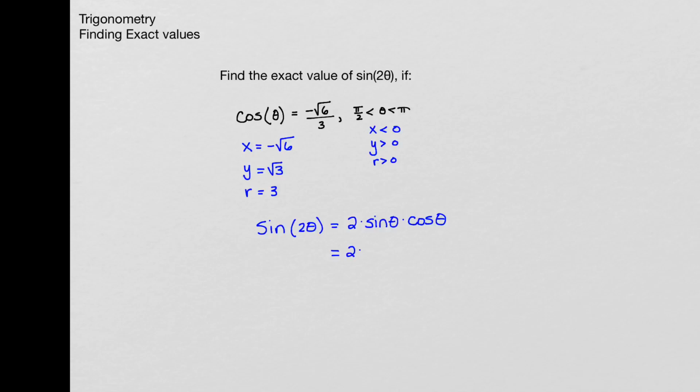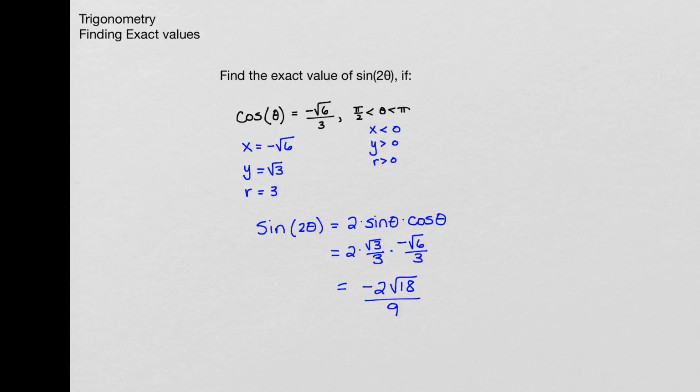So 2 times the sine of theta, which is y over r, that's square root of 3 over 3. And then cosine of theta, of course, was given at the beginning of the problem, so I'm just going to copy it from there, negative square root of 6 over 3. And once I work this out, then I have negative 2 times the square root of 18 all over 9.